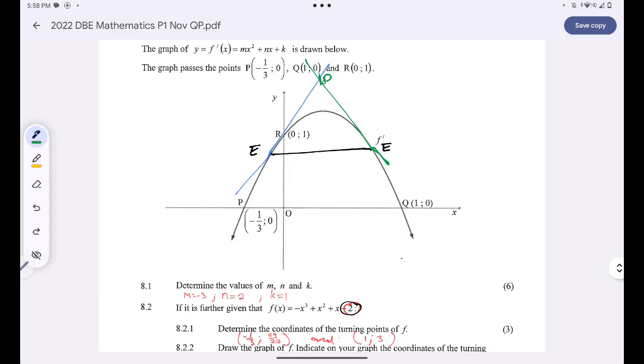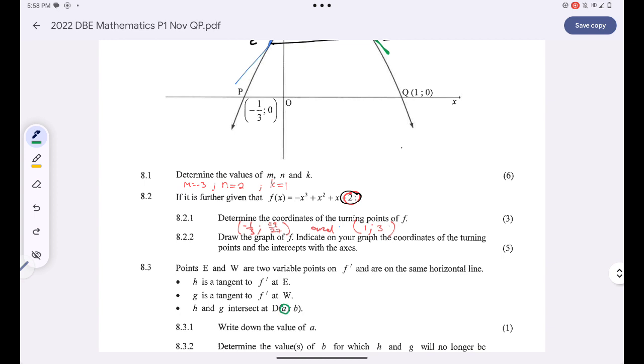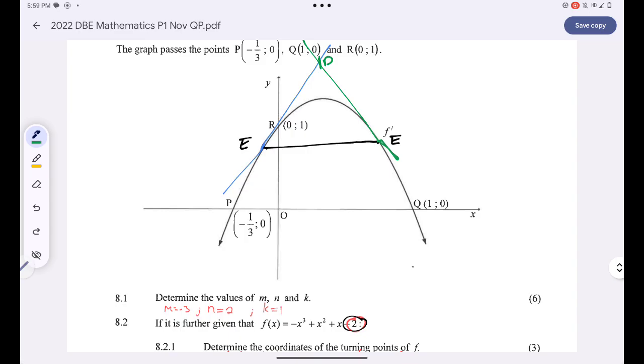Are we together? And since they are on the same horizontal line, that means point D is a point where the derivative function is symmetrical. So point D is vertically above the turning point of the derivative graph. If I can find the x value at the turning point, I can simply find the value of A. How can I find the x value at the turning point of my derivative graph? The x value of the turning point, I can say 1 plus a negative 1 over 3, all over 2.